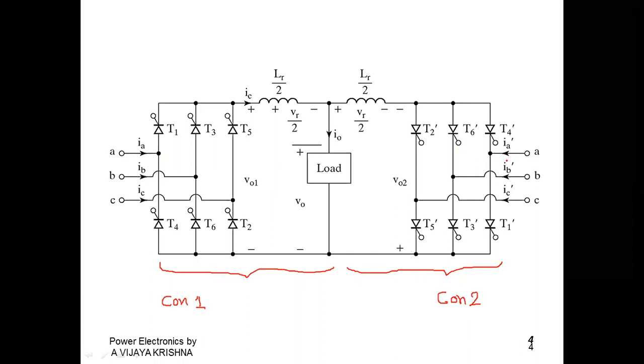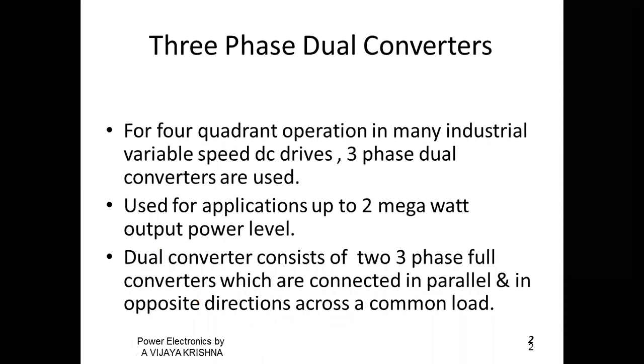There are two functional modes of dual converter operation. One is a non-circulating current mode and the other is a circulating current mode of operation. Now we are considering the three-phase dual converters. We are discussing these three-phase dual converters operating for four quadrant operation. In many industrial variable speed DC drives, three-phase dual converters are used.